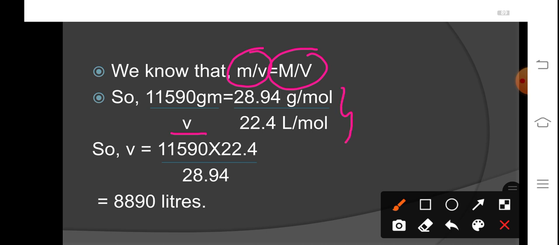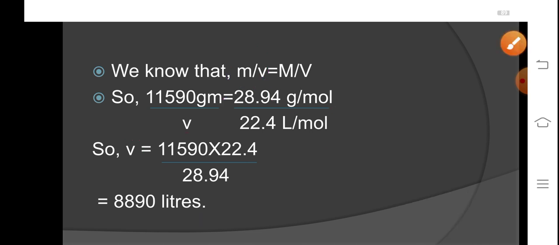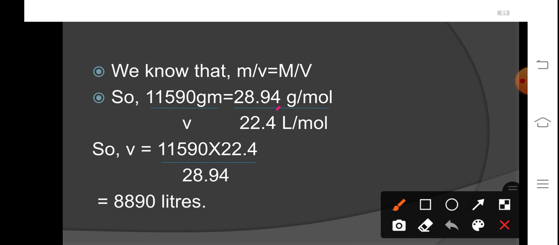And this is from the density formula. So we can calculate V by shifting all these values. And finally we will get the answer 8890 liters. Why do we get the answer in liters? Because you can see that the mass which we have calculated is in grams. This is the molar mass at NTP, its unit is grams per mole. So this gram and this gram will cancel out, this mole and this mole will cancel out. So the answer unit will be liters.